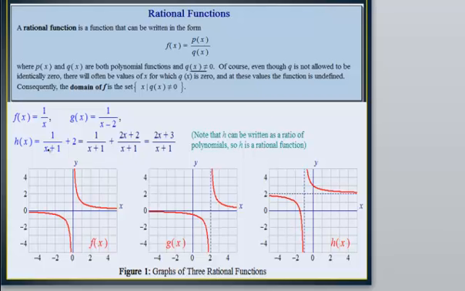Now have a look at h of x. We have 1 over x plus 1, plus 2. The plus 1 would shift it to the left 1 unit, that's why we went this way. And the plus 2 would make it shift up 2 units, which makes it go this way. So we took this graph and we shifted it left 1 and up 2.